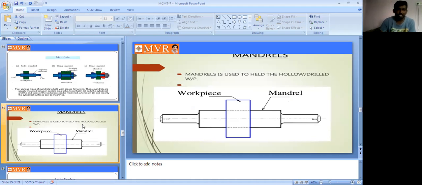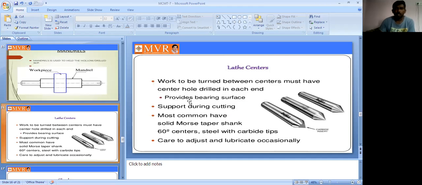Next we can see lathe centers, which are very important. Work to be turned between the centers must have a center hole drilled in each end. This provides bearing surfaces and support during cutting. So the lathe centers support the work during cutting.